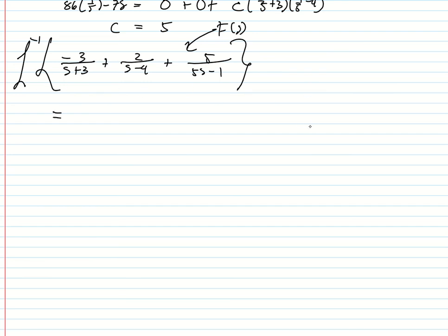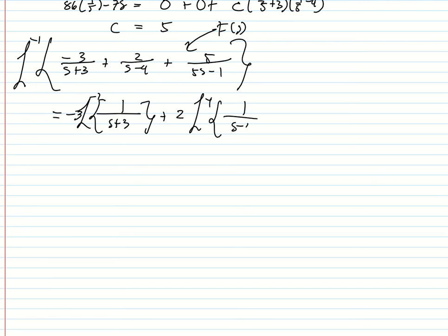So this will be the inverse Laplace of negative 3 times 1 over s plus 3. Then I can move 2 here, and this will be the inverse Laplace of 1 over s minus 4. And lastly, 5 times the inverse Laplace of 1 over 5s minus 1.